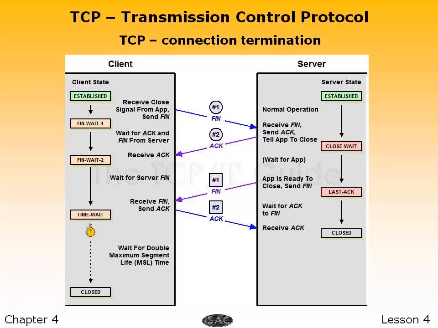Last ACK. Both server and client could have this state. Last ACK represents waiting for an acknowledgement of the connection termination request previously sent to the remote TCP. It could include an acknowledgement of its connection termination request.